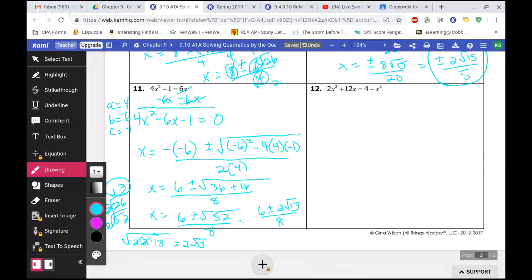So now what goes into 6, 2, and 8 to reduce? That's 2. 2 goes into 6 3 times. 2 goes into 2 1 time. You don't have to write the 1, but you can. And 2 goes into 8 4 times. So my final answer is 3 plus or minus root 13 all over 4.